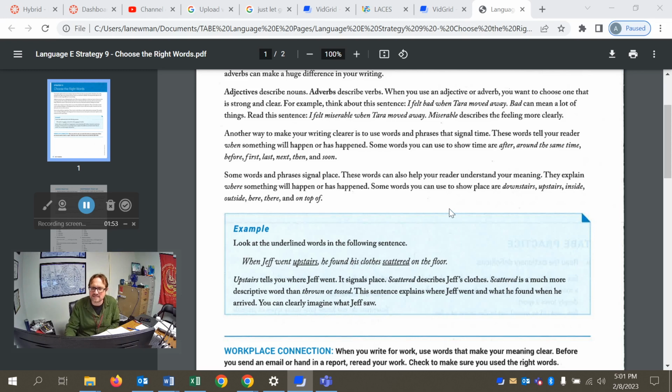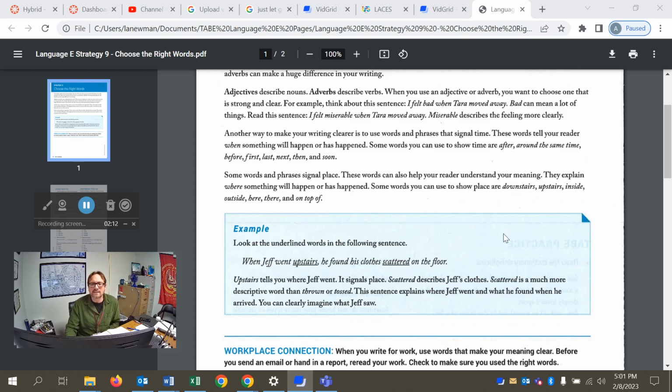Some words and phrases signal place. These words can also help your reader understand your meaning. They explain where something will happen or has happened. Some words you can use to show place are downstairs, upstairs, inside, outside, here, there, on top of.